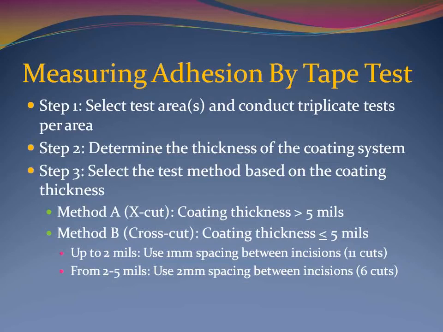If method B is selected, the spacing between the incisions varies depending on the coating thickness. If the coating is less than 2 mils thick, the cuts are spaced 1 millimeter apart and 11 incisions are made. If the coating is between 2 and 5 mils thick, the cuts are spaced 2 millimeters apart and 6 incisions are made. This procedure will be described later.